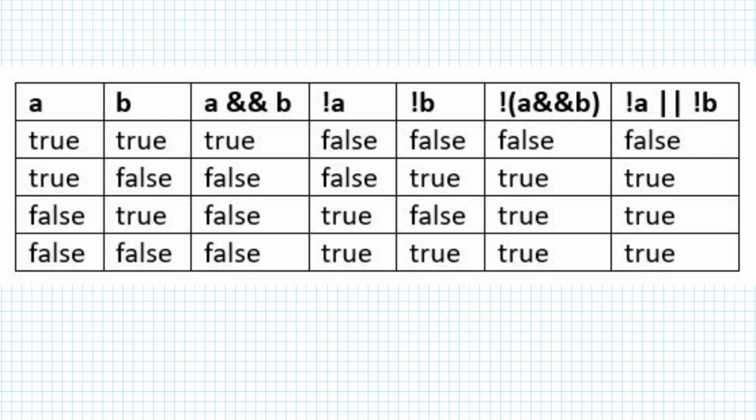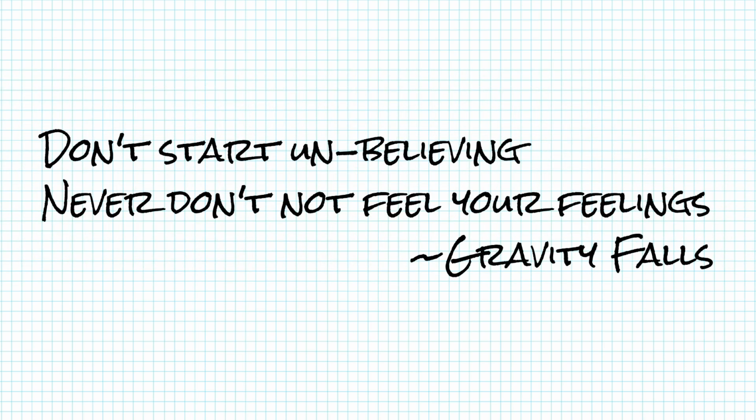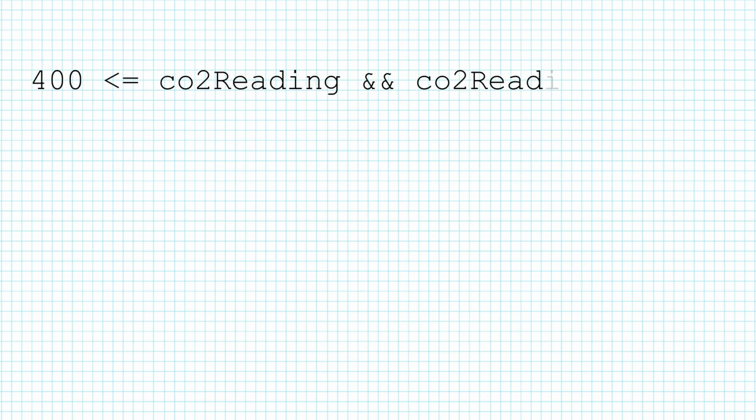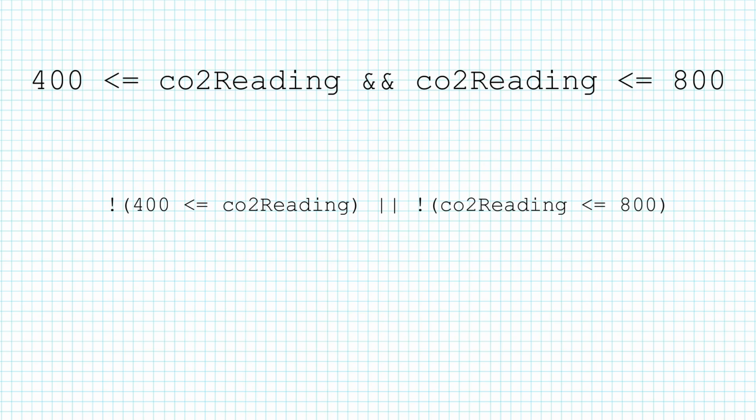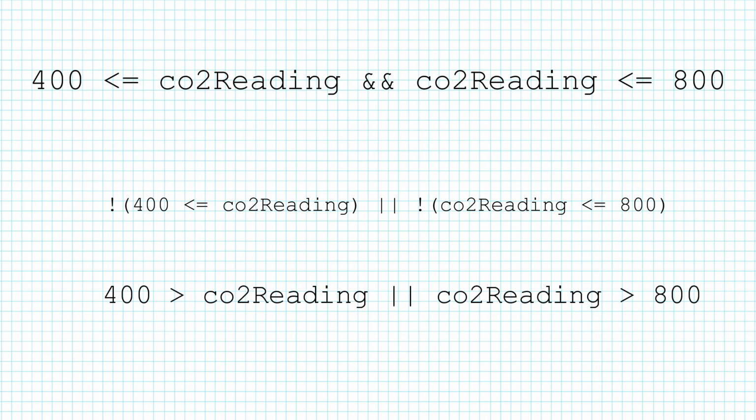Okay, now before we move on to the value of this, let me briefly explain why I wouldn't complement an expression with not. It is for readability primarily. Suppose instead of complementing the expressions on either side of the and in that last example, we wrote not 400 less than or equal to CO2 reading or not CO2 reading less than or equal to 800. Would you be confident you knew when that expression was going to be true and when it was going to be false? Compare that to 400 greater than CO2 reading or CO2 reading greater than 800.